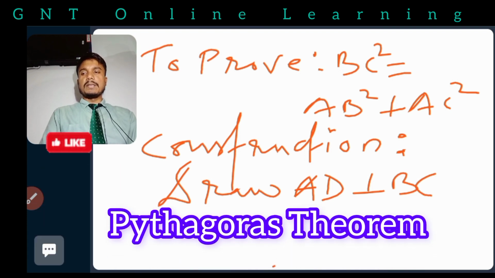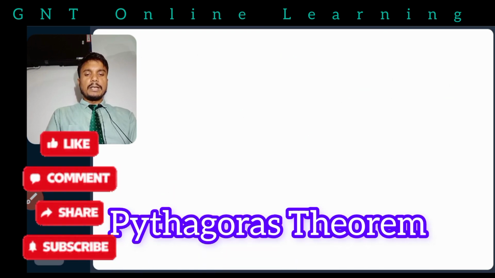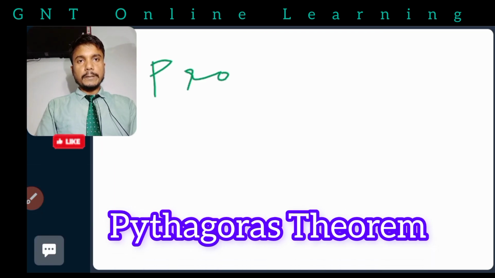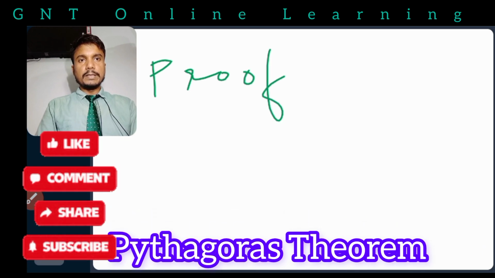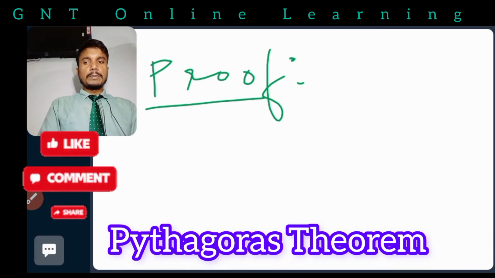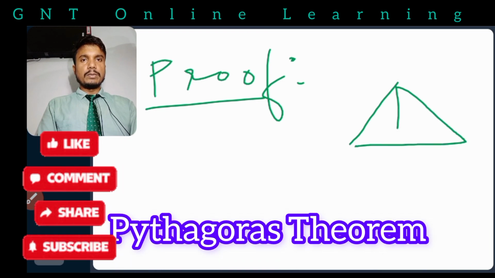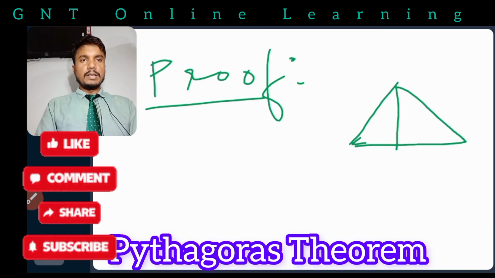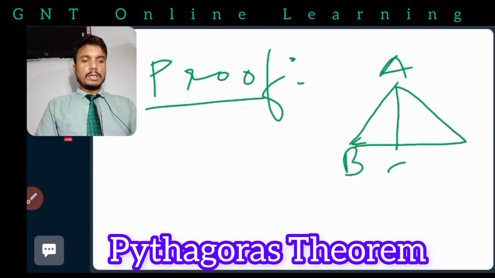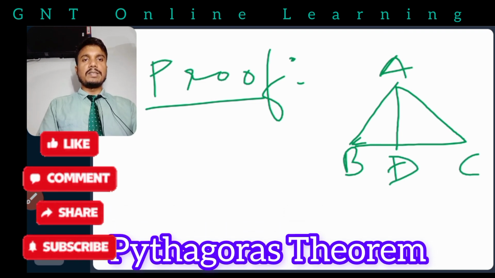Now in the part of the proof, if we talk about the diagram, our diagram is in this way. Here we have A, here we have B, here we have C, and here we have D.